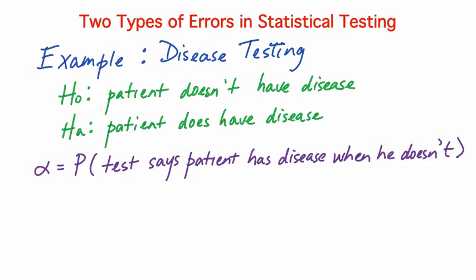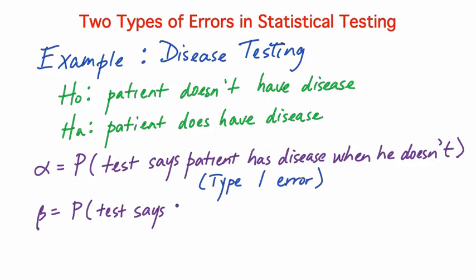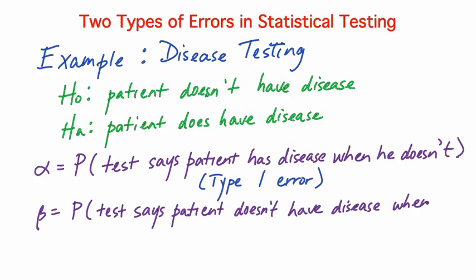This would have probability alpha. A type 2 error would be not rejecting the null hypothesis, that is, the test saying the patient doesn't have the disease, when in fact he or she does, and this would have probability beta. If decreasing alpha increases beta, and vice versa, it's necessary to decide which type of error has more serious consequences, so that you can sacrifice making one type of error in order to lessen the chances of making the more serious error.